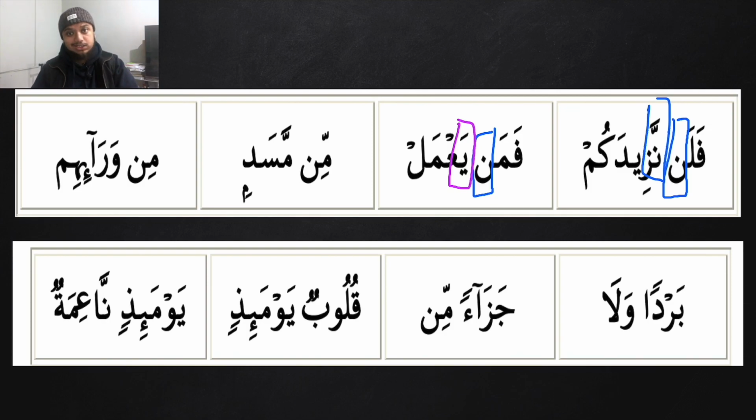Now let's take a look at the next example. We have Min Masad. So we have a Noon Sakina here, and it is followed by a Mim, which is one of the 6 Yarmaloon letters. More specifically, it is one of the 4 Yanmu letters. So we must merge the Noon into the Mim and read it as one letter. So we will read the Noon as the Mim with ghunna for 2 harakat. So instead of min masad, it's mim masad.